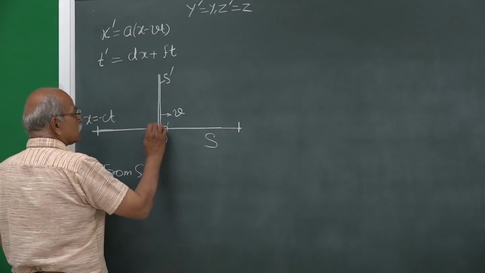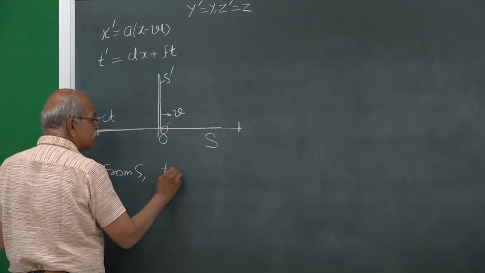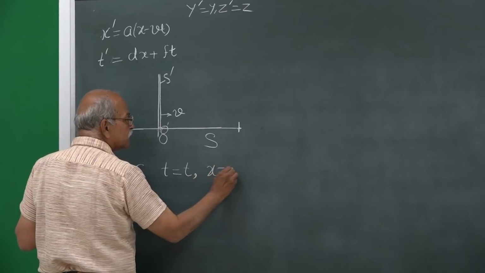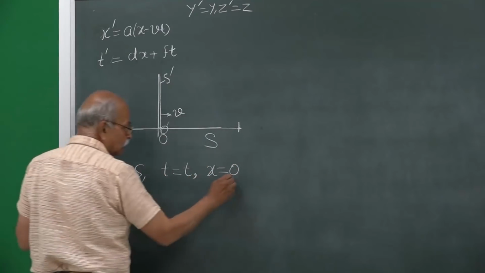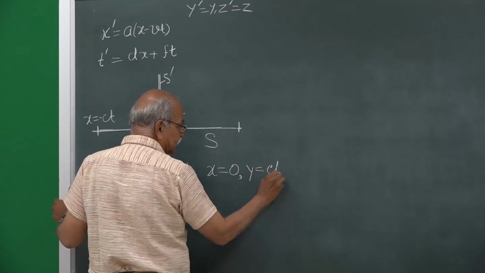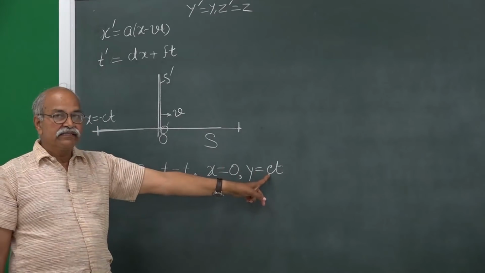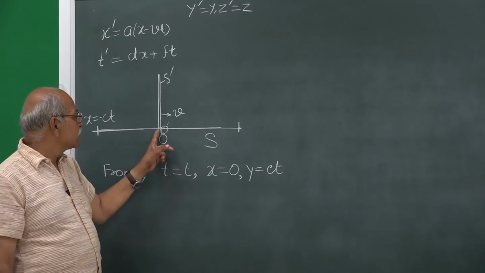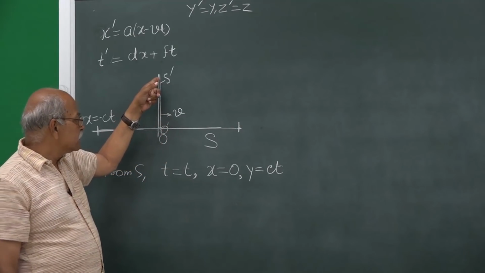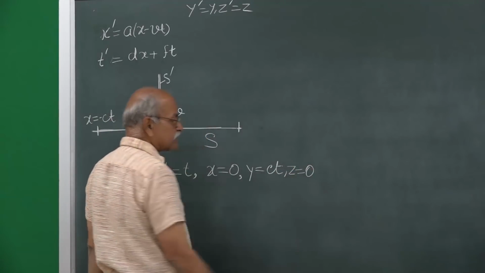So, radiation is going along the y axis. Time is t and the location is x equal to 0, since it is going along the y axis. Then y is equal to c t. In t time the radiation will travel this distance c t along the y axis. So, the y coordinate is c t, and the z coordinate is 0. That is the event.